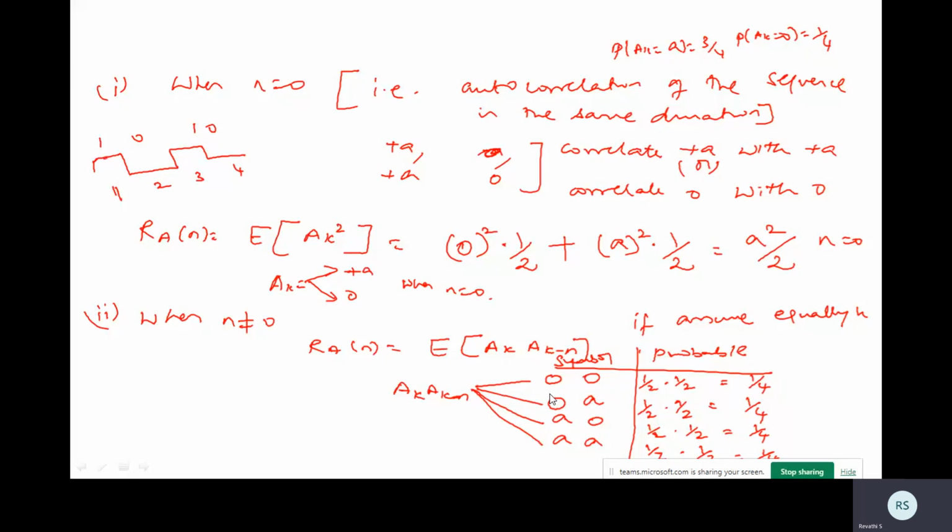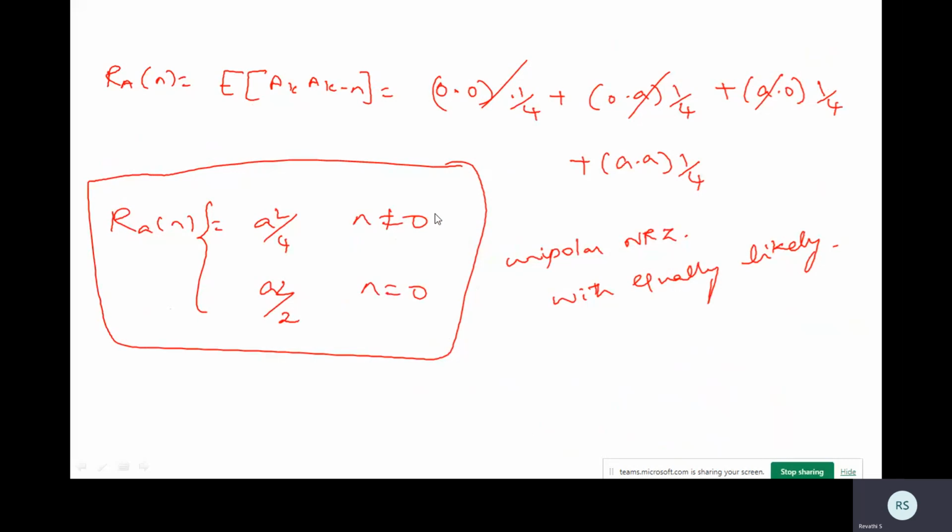Okay. So as we have taken equally likely probability, 1 by 2 for 0 and also 1 by 2 for A, you get 1 by 4 for all the components. Accordingly, RA of n is 0,0 into 1 by 4 plus 0A into 1 by 4 plus A0 into 1 by 4 plus AA into 1 by 4. So you know the zeros vanish, and finally we got RA of n equal to A square by 4 when n is not equal to 0 and A square by 2 when n is equal to 0. This is for unipolar formatting.